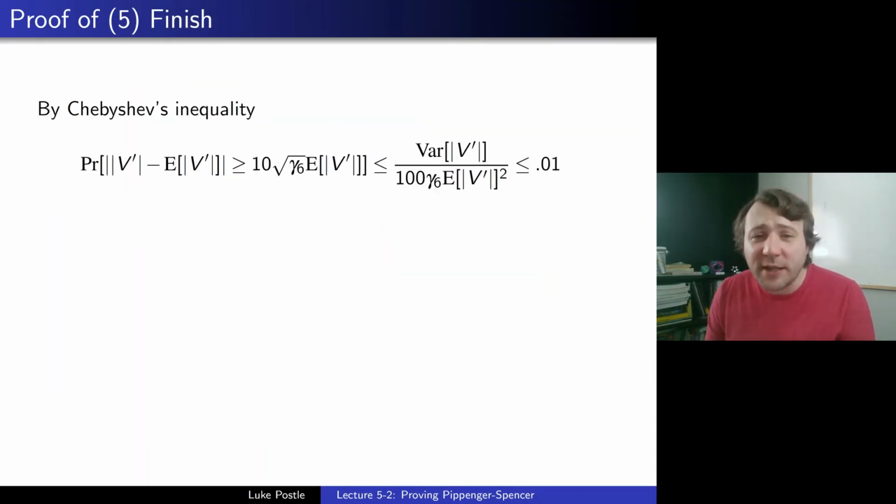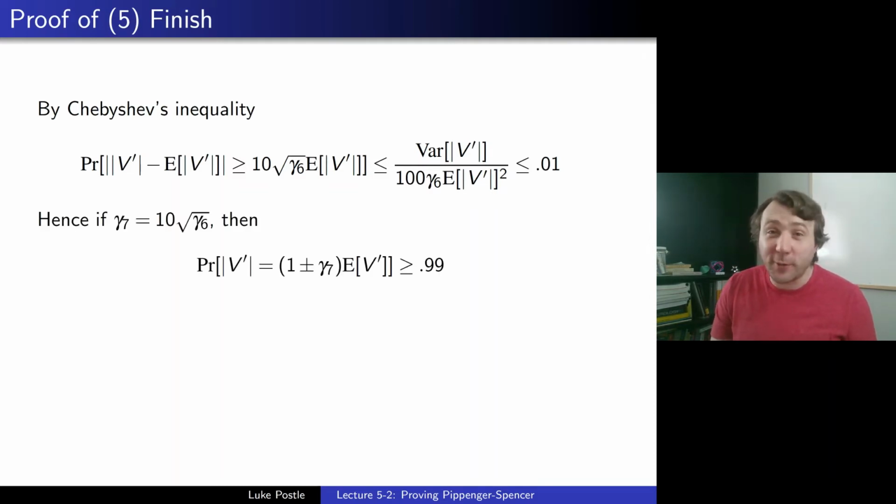And then by Chebyshev's inequality, if we continue to finish, we say that the probability that V prime is far from E of V prime, what should far be here? If I use something like 10 times the square root of gamma 6 times E of V prime, then Chebyshev's tells you it's the variance over that number squared, which gets you 100 gamma 6 E of V prime squared. And remember, the variance is at most gamma 6 E squared, so then those cancel, and you're left with one hundredth, which is 0.01. And then, of course, this is a magic number because we're trying to show 0.99.